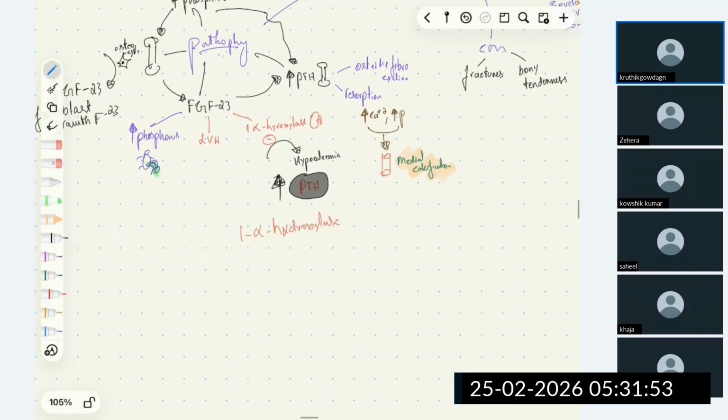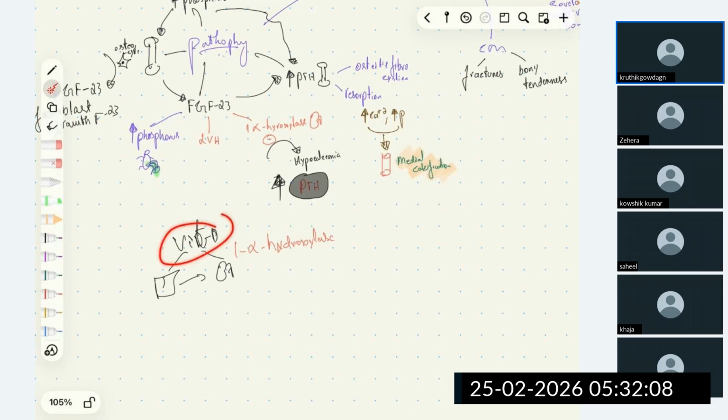We all know that vitamin D activation occurs in 2 stages, that is in the liver, followed by the kidney. In the kidney, 1-alpha hydroxylase is responsible for vitamin D activation. What is the role of vitamin D in calcium homeostasis? Vitamin D increases calcium reabsorption from the GIT as well as from the renal system, and it also increases the excretion of phosphorus.